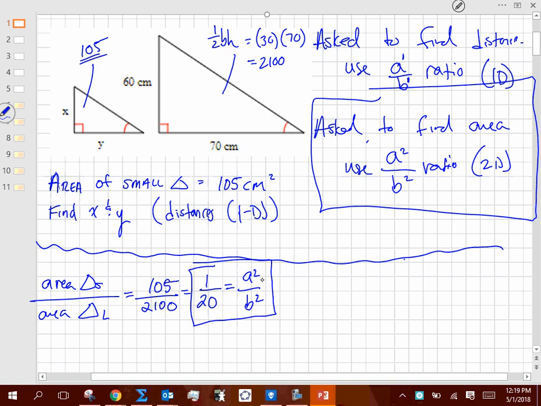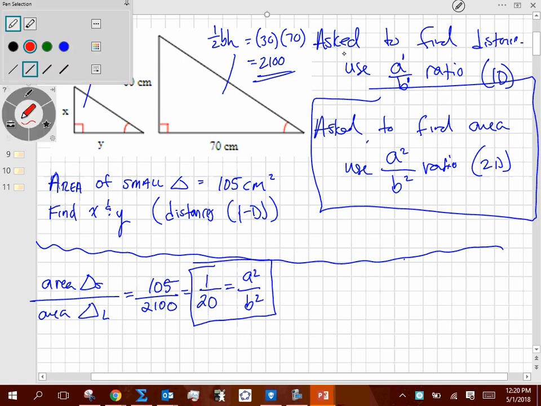But I'm never going to use A squared over B squared to find x and y, because A squared over B squared only finds me areas, right? A squared over B squared only finds me areas. And in this question, I've already got that area. I've already got that area. So I don't need to find an area, right? I need to find distances. Okay? Well, distances use A over B. Okay, right there.